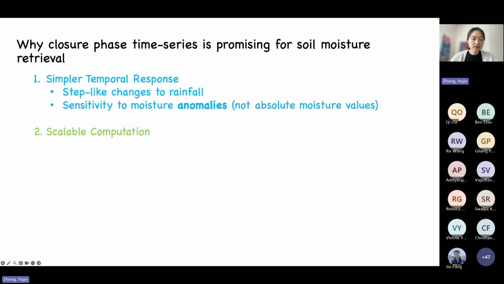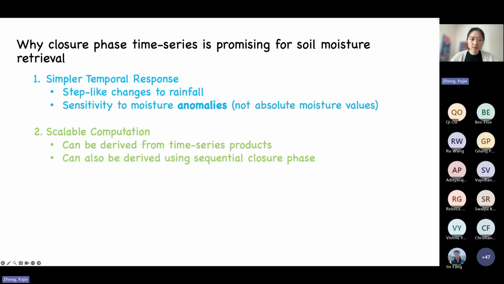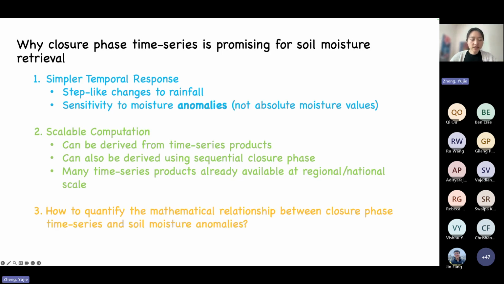Additionally, what's attractive about using closure phase time series is that it can be calculated in different ways. It can be derived from time series products. It can also be derived using sequential closure phase. And we know that there are already many time series products available at regional and national scale. So that makes closure phase time series also scalable computation-wise. So what's next is really trying to find the mathematical relationship between closure phase time series and soil moisture anomalies.